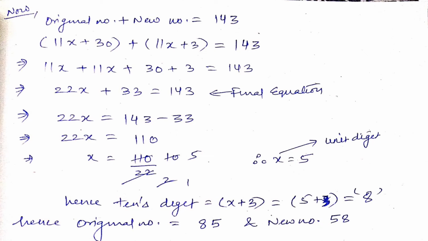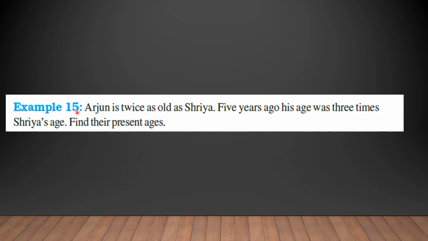Example 15. Arjun is twice as old as Shreya. So if we assume Shreya's age as x, Arjun's age will be 2x. Five years ago, his age was 3 times Shreya's age. So this statement will help us to form the equation to find their present ages. Let's see.